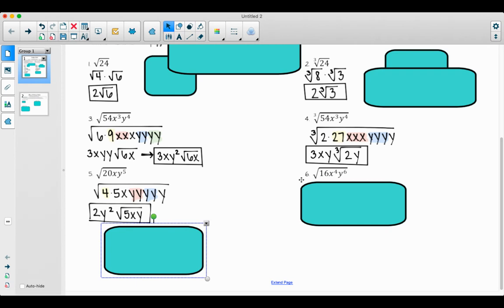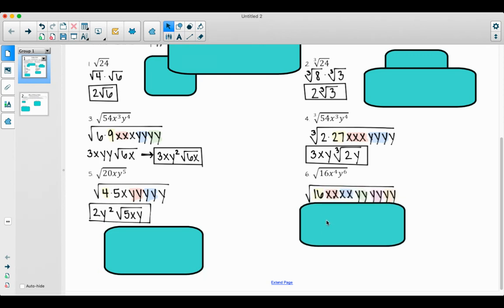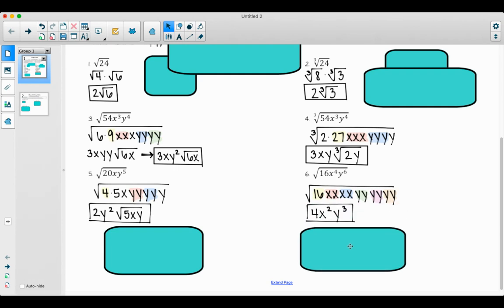And last one, to practice some simplifying, the square root of 16, x to the 4th, y to the 6th. What we notice here is that everything's a kind of a perfect 16. I have 4 x's and 6 y's. So everything's going to go outside the radical. You can say square root 1 is left inside the radical, but that's just going to be 1. So we would say our final answer is 4x squared y to the 3rd.